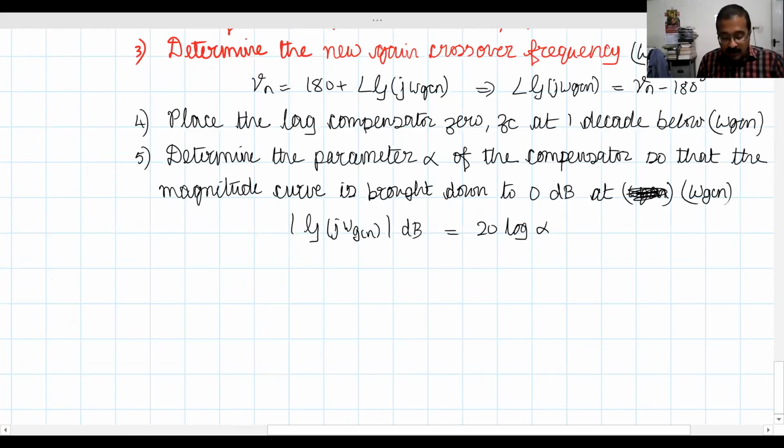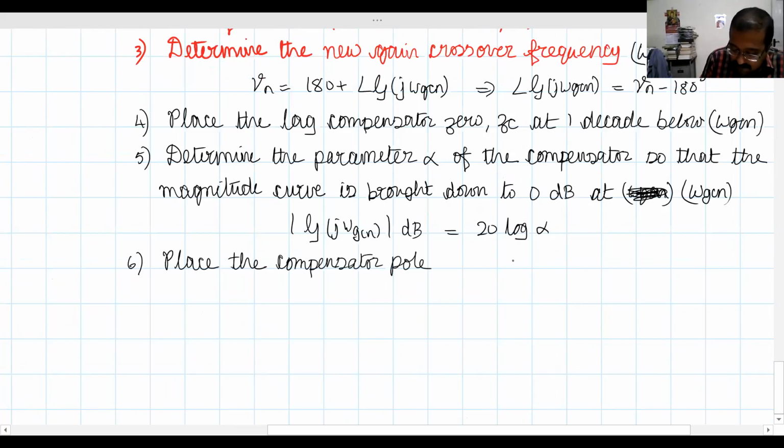So once alpha is known, how can we find the compensator pole now? Place the compensator pole PC at PC equals ZC by alpha. ZC we have already placed. This means 1 by T alpha. So now we can find the lag compensator transfer function. 7. Lag compensator transfer function.